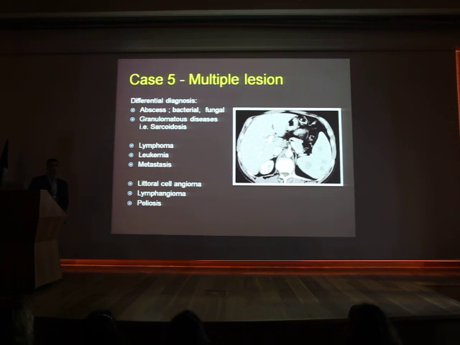It could be abscesses, both bacterial or fungal. Sometimes it is helpful, if they are very, very small, if we do know the patient's history. Granulomatous disease, sarcoidosis, lymphoma can definitely appear like that, leukemia, metastasis, and other diseases that are quite rare, littoral cell angioma, lymphangioma, and sclerosis can all present this way.